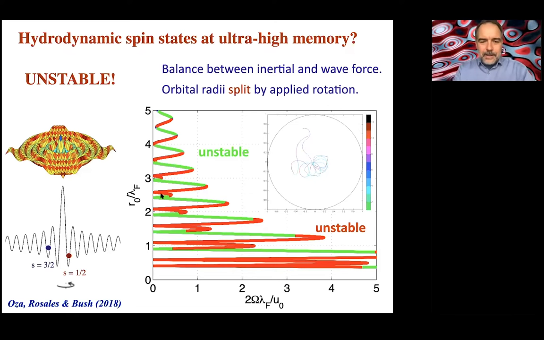Okay, and the other thing to note, so we have this solution curve touching down. Of course, they're all unstable in the lab, but you can imagine a parameter regime where that might not be the case, where they might be stable. But in any case, if you look at one of these points where it touches down, as you apply now weak rotation, you get a splitting of these states, which is analogous to Zeeman splitting in quantum mechanics.